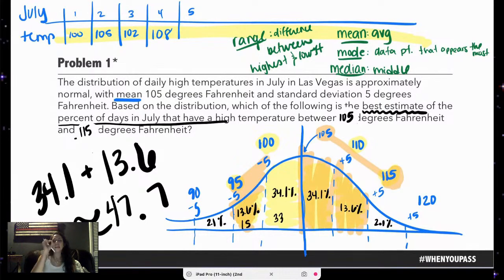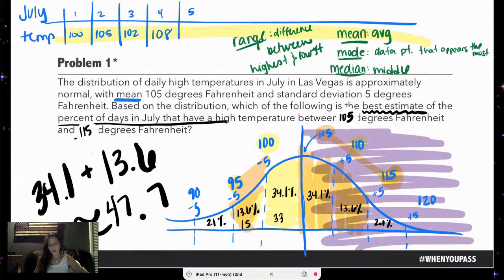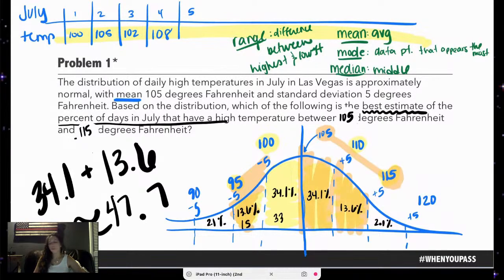If they said 50%, I would know that that would be wrong. Why? Because 50% would be everything on this side of the table. And so because they didn't include that 120, I'm not going to say it's 50%.